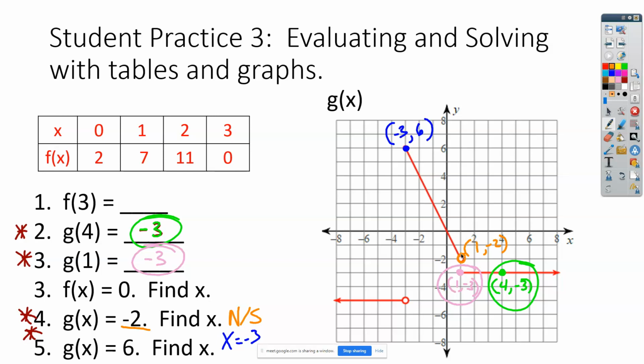All right, let's go ahead and take a look at number 5. For number 5, it says g of x equals 6, and that's the blue dot at the very top you guys see there. 6 is a y value, and that's where on our red line we have a y value of 6. So the x value that goes with that is -3. So that's evaluating and solving with graphs, and the first 2 were examples of evaluation. The last 2 were examples of solving.